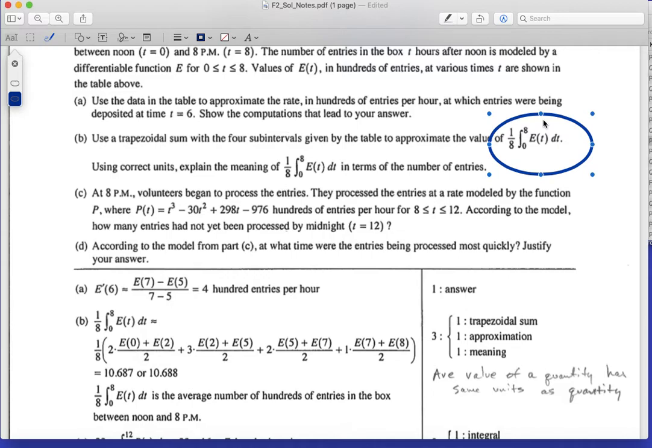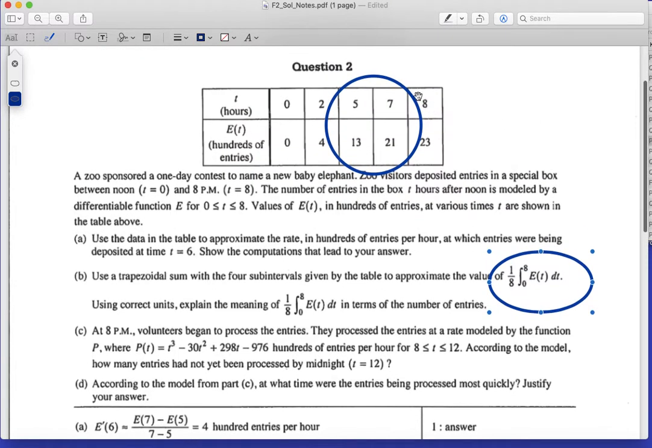4 subintervals. Remember how to do that. It's the average of the bases times the height. So there's 2 bases for the first trapezoid, and the height is 2. Take that average, multiply it by the height. The next trapezoid uses those 2, those are the 2 bases. That's got a height of 3, and so on. So here's their calculation.